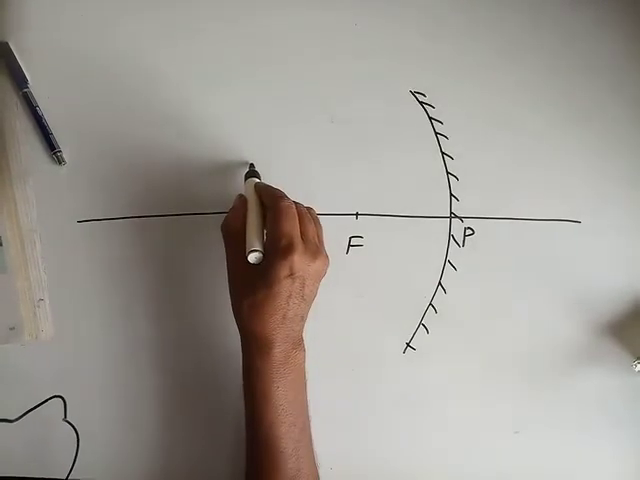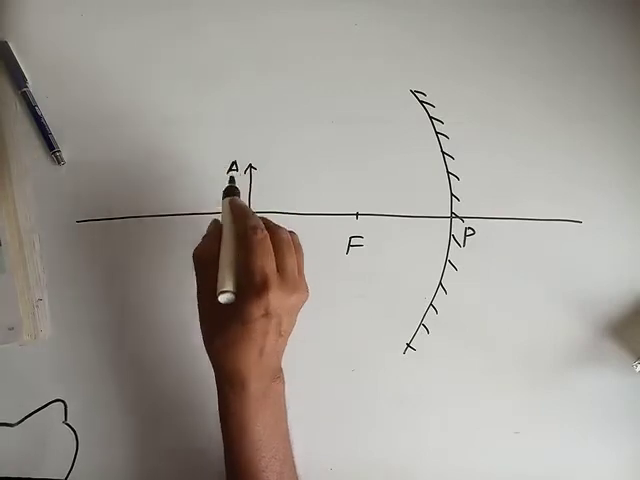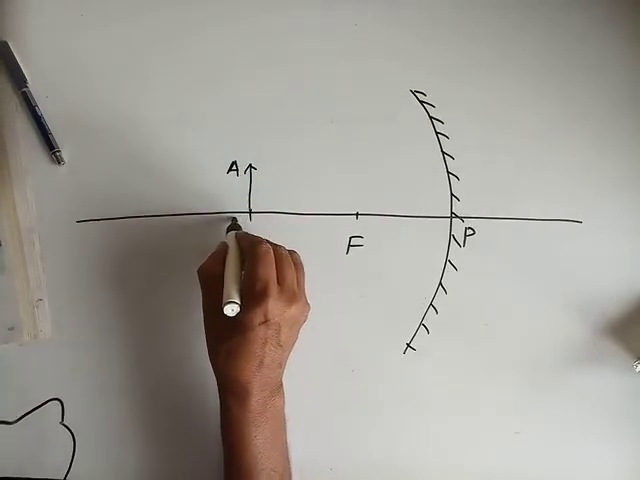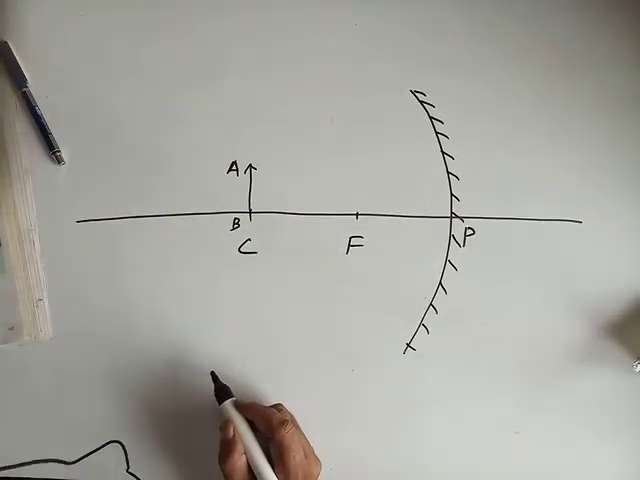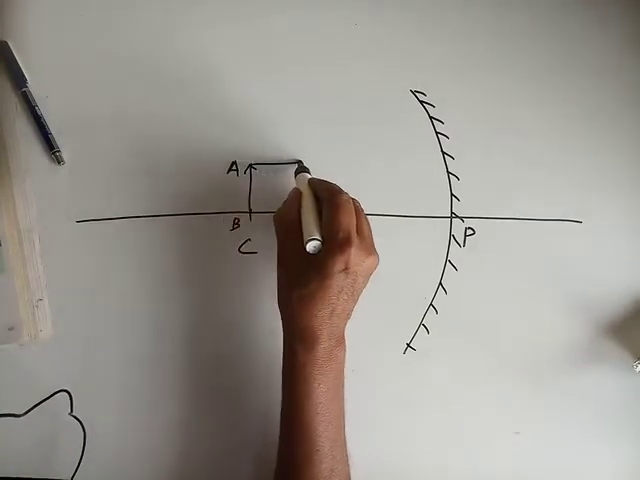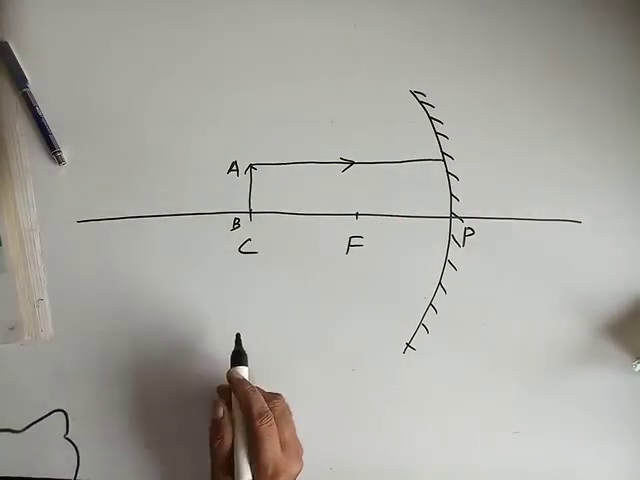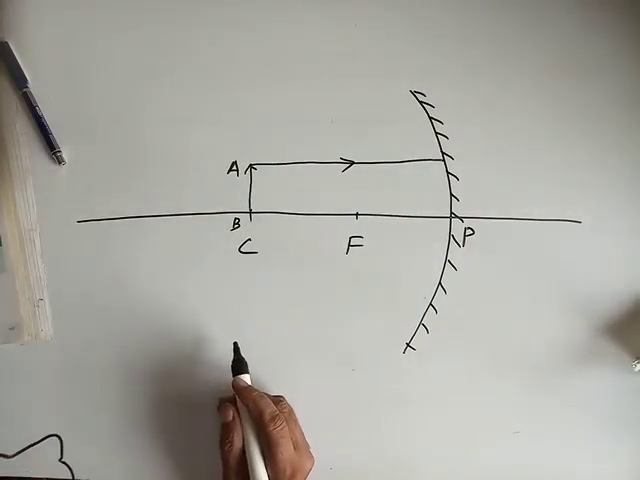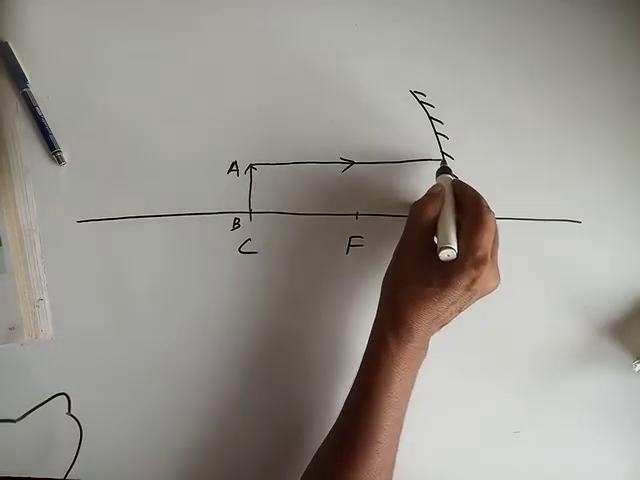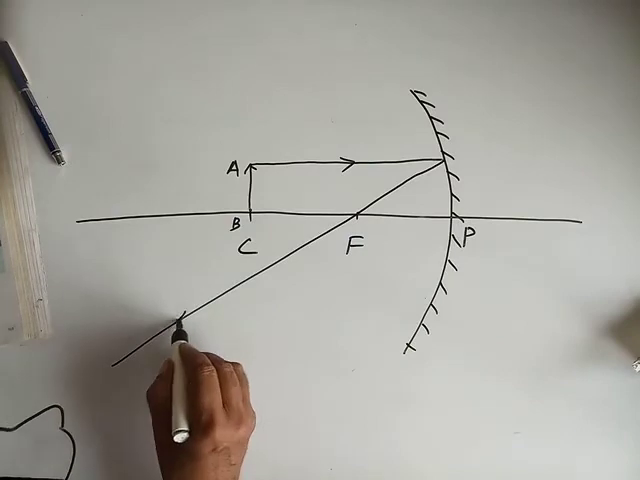Now keep the object here like this. It is AB. The object is AB here. One ray will pass parallel to the principal axis, always like this. A ray that is parallel to the principal axis will reflect through this focus like this.